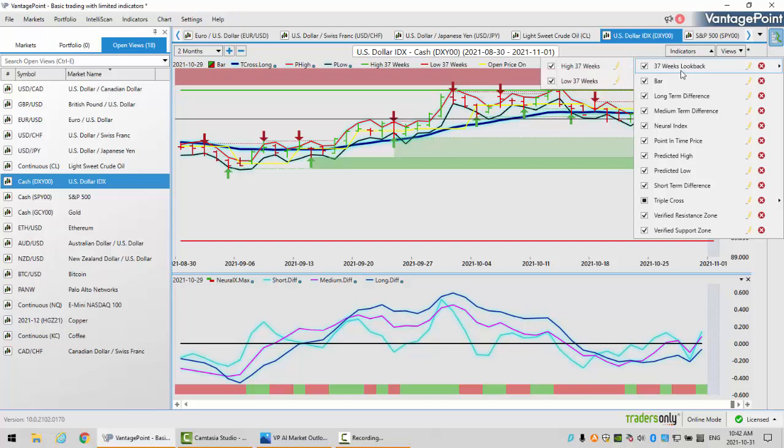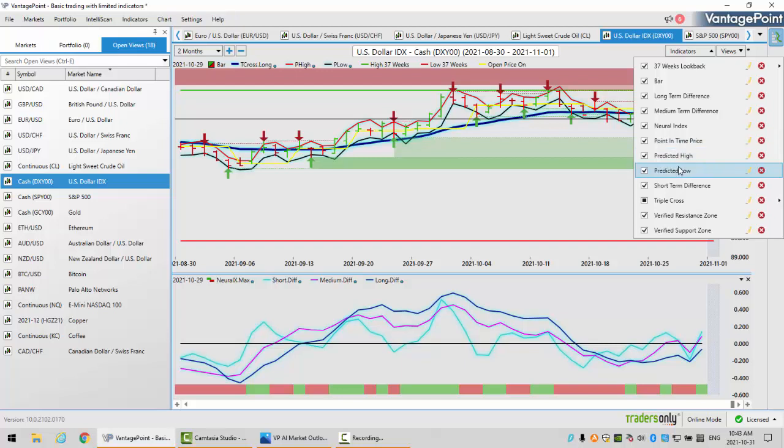We're using this 37-week look back or the 52-week look back that's modified to stay within the calendar year, but we're using bars, not candles. We've got our predicted short, medium, and long-term predicted differences, along with our neural index, our point in time to identify our weekly open, our yearly opening price.